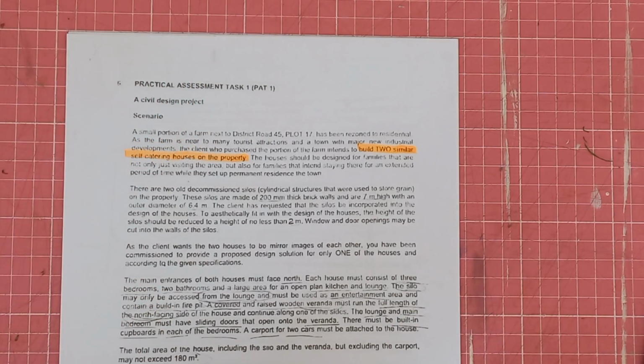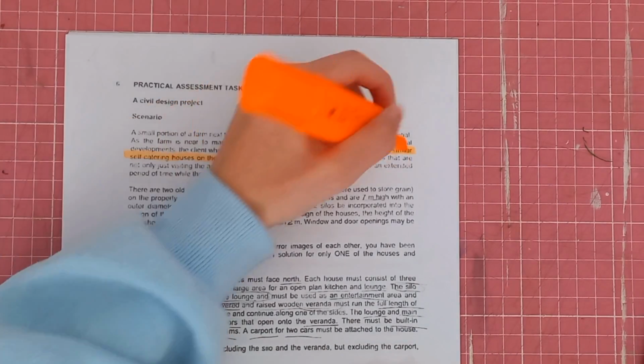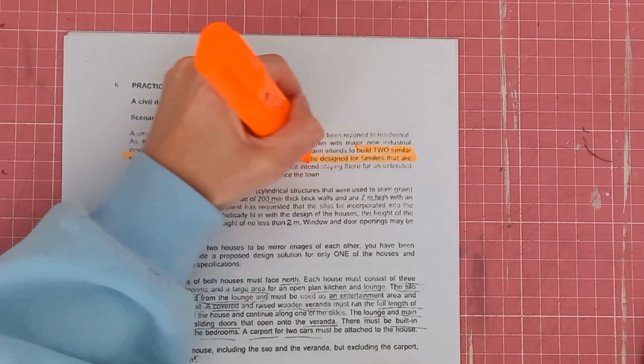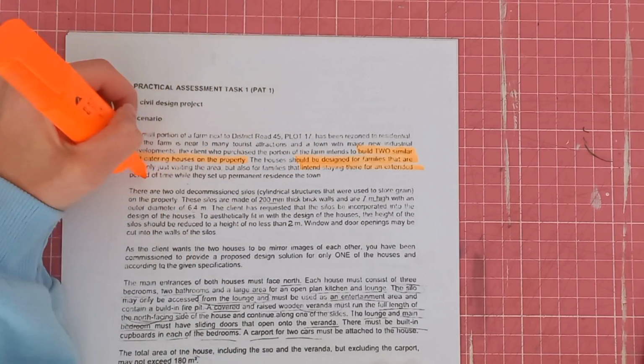The houses should be designed for families that are not only just visiting the area, but also for families that intend on staying there for an extended period of time, or they set up permanent residence in the town. So basically, it could be like a holiday home, or a short rental kind of property. So it should be designed for families that intend staying for an extended period.